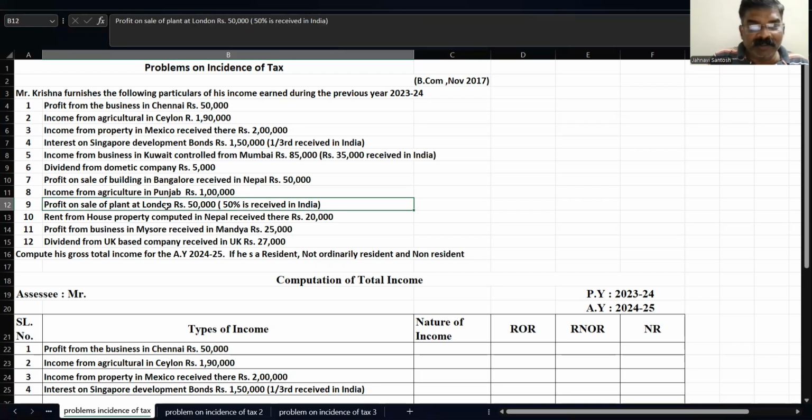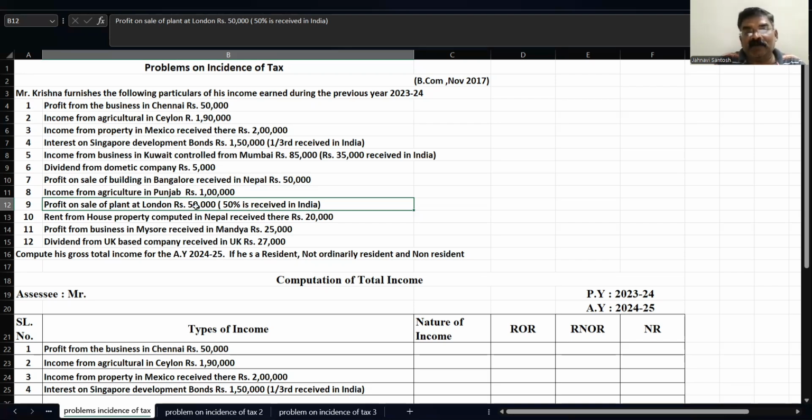Profit on sale of a plant at London, rupees 50,000. 50% received in India. See, profit on the plant where it is situated in London. When Krishna sells the plant which is situated in London, the profit generated over there in London, rupees 50,000, we treat as a foreign income. But here one twist is there, where it says 50% is received in India.